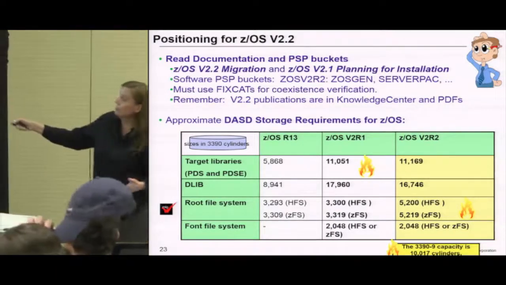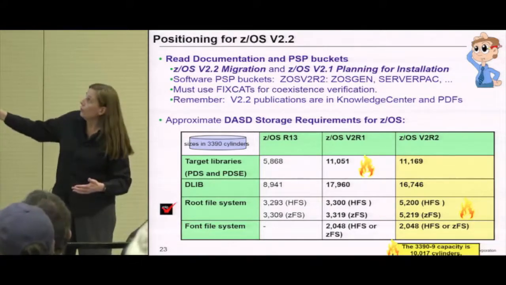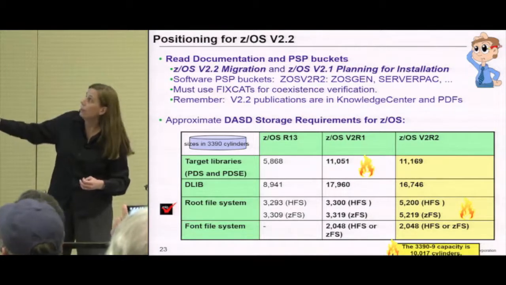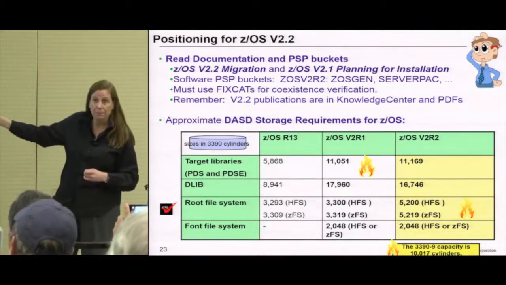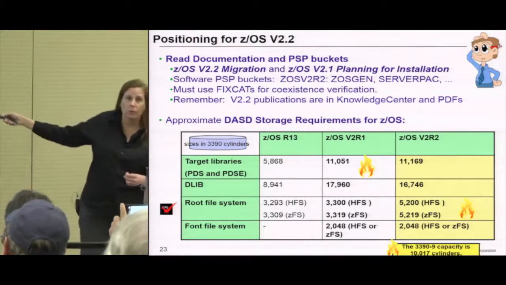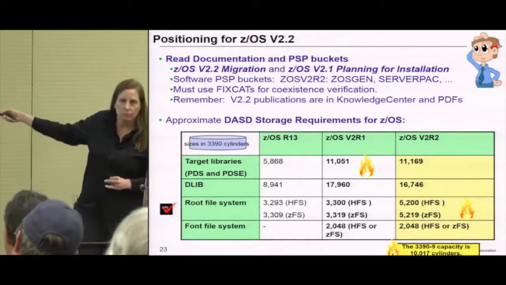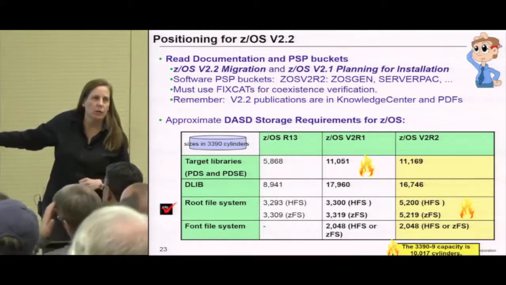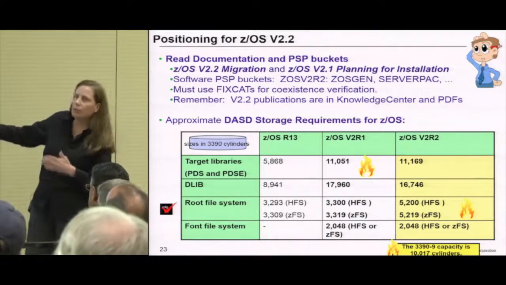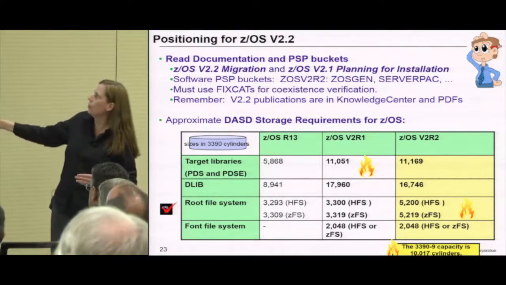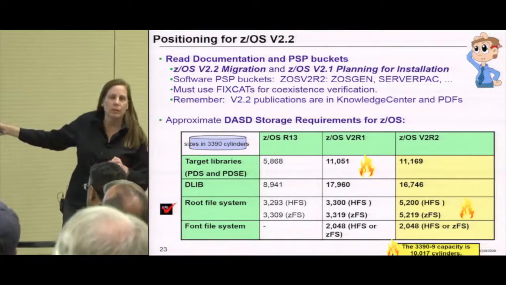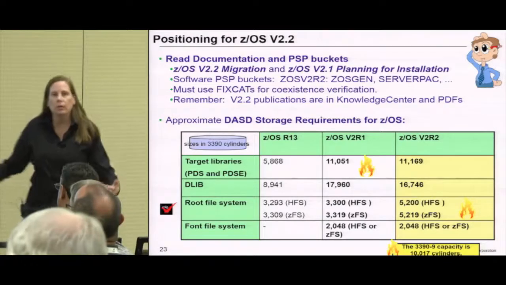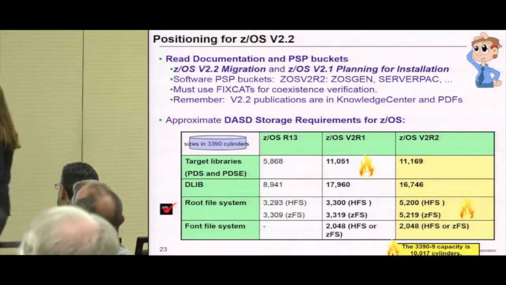So if we look at a comparison between the last 3 releases, remember we saw a big hike in the target library PDS and PDSEs jumping up in z/OS 2.1. Okay, this was caused by Unicode, and it was also caused by the fonts libraries. We saw a new font file system coming in 2.1. Okay, so if you guys are already on 2.1, what's happening between 2.1 and 2.2? Well, the target library PDS and PDSEs are remaining approximately the same, so that's fine. We didn't see a big increase in PDS and PDSEs for target libraries.